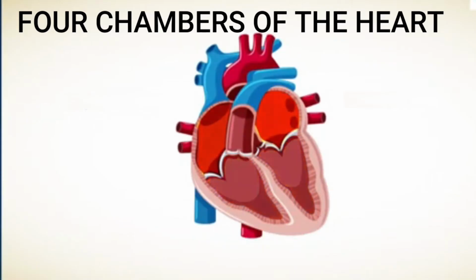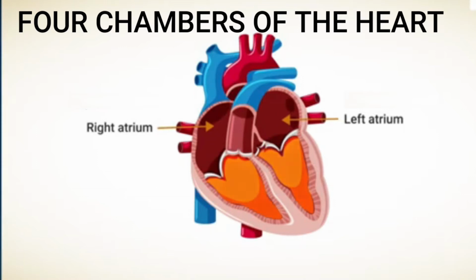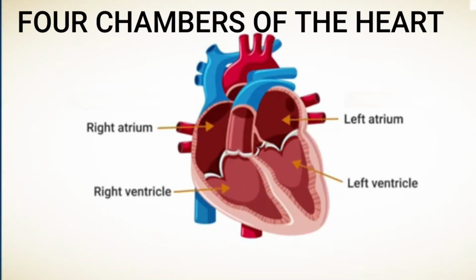Our heart is divided into 4 chambers. The upper chamber is called the atria, and the lower chamber is called the ventricle. The left atrium and the right atrium are the collecting chambers of the heart. The right ventricle and left ventricle are the pumping chambers of the heart. The sides are separated by a thick muscular wall called the septum.